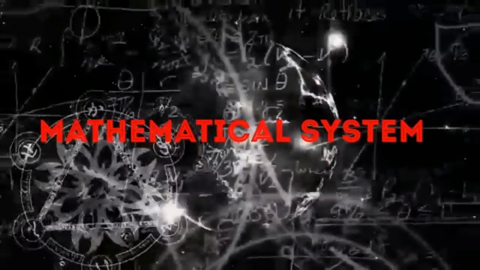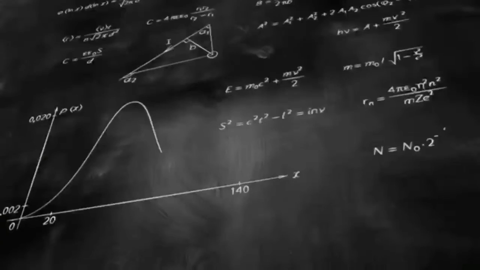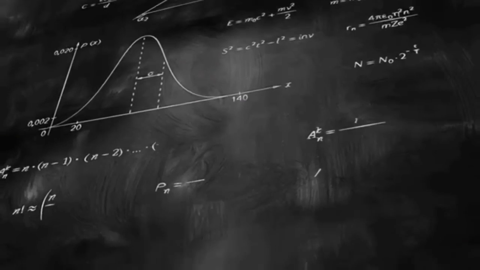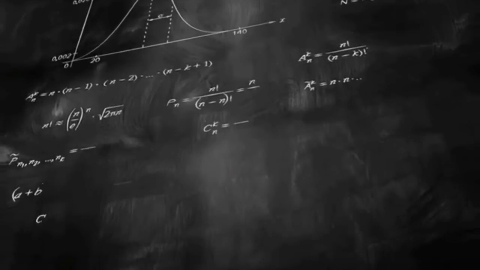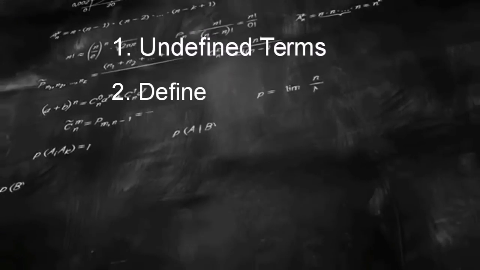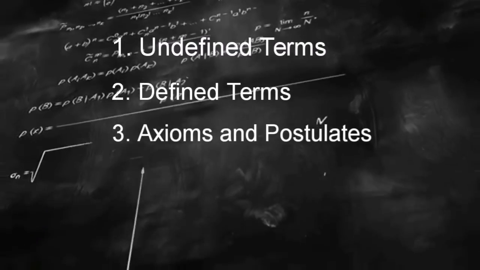Mathematical system. A mathematical system has the following 4 parts: undefined terms, defined terms, axioms and postulates, theorems.